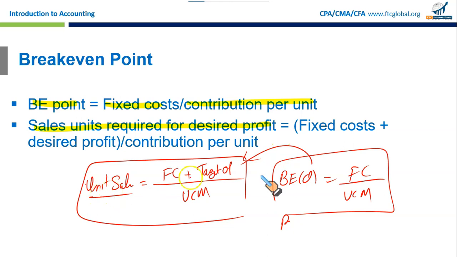So you replace break-even quantity with unit sales. The output will be the units produced and sold. But this time we need to cover the fixed cost as well as some target operating profit. And the rest of these two things are exactly the same as in the formula: fixed cost upon UCM, but the addition is this target operating income.